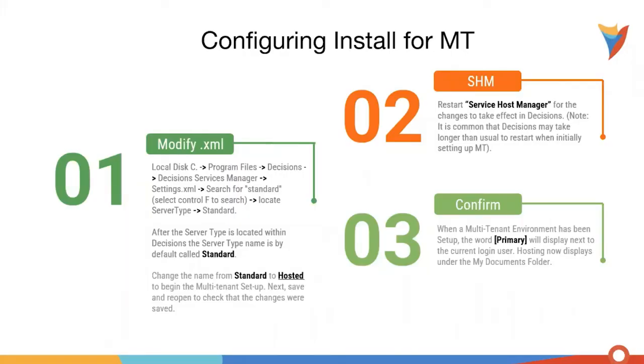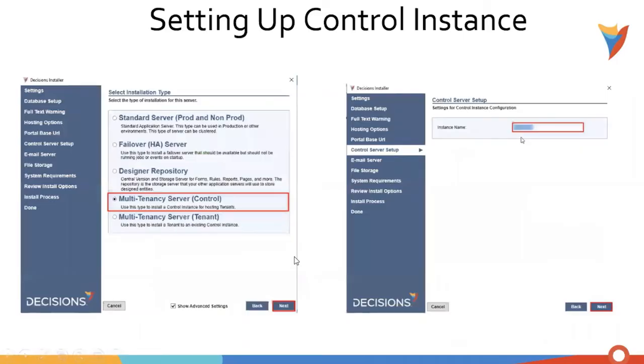Now, the next thing I want to talk about is how we can set up a control instance for a multi-tenant server. So let me just move to the next slide. For that, we have to run our Decisions server installer.exe file. And when we run it, the first page shown is this particular one, select installation type. In that, you have to select the option of multi-tenancy server, and within brackets control, and click on next till you reach the control server setup page.